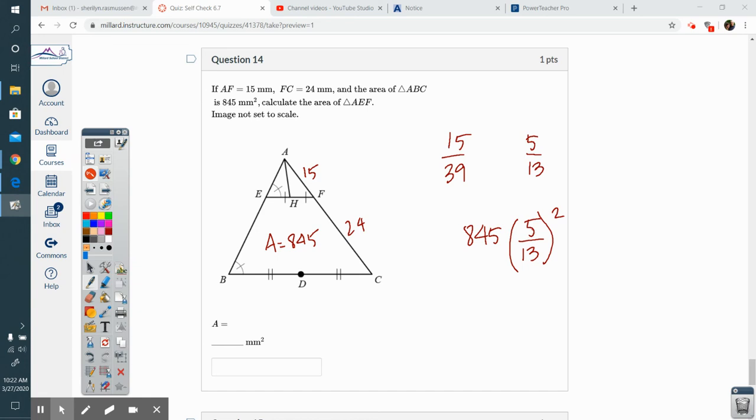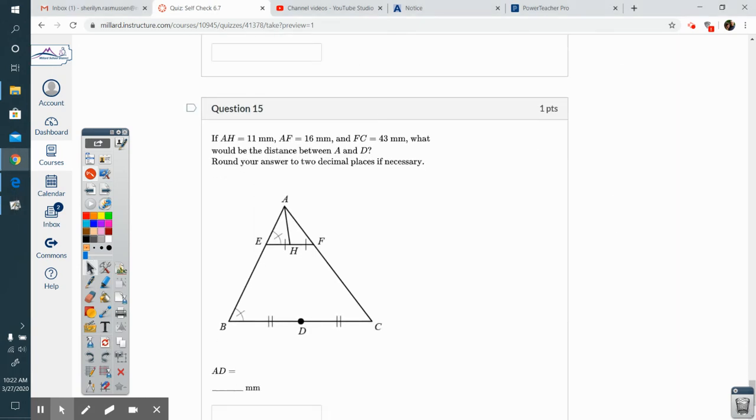845 times 5 divided by 13 squared is 125. So the area of the smaller triangle would be 125. Oh, clear that out. And one more problem that we'll figure out.